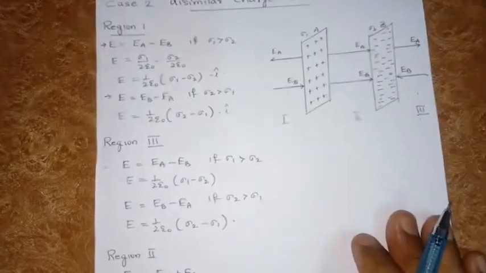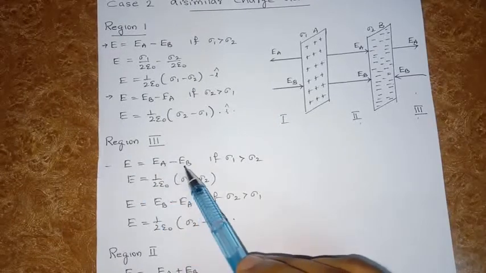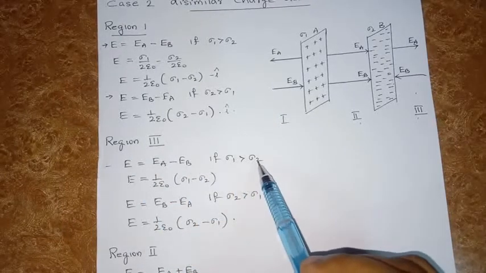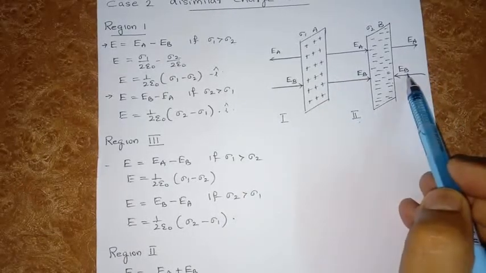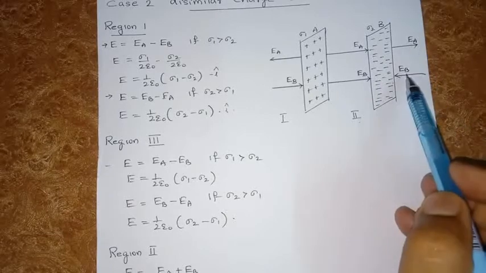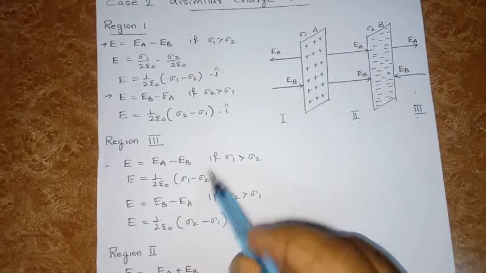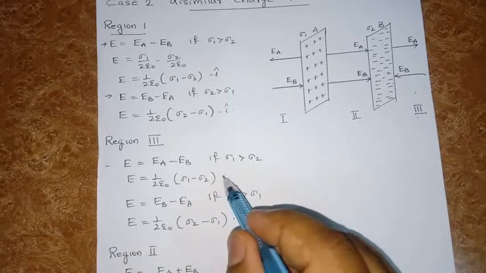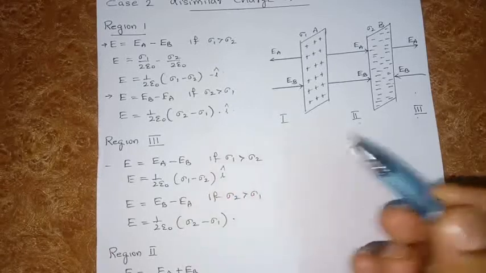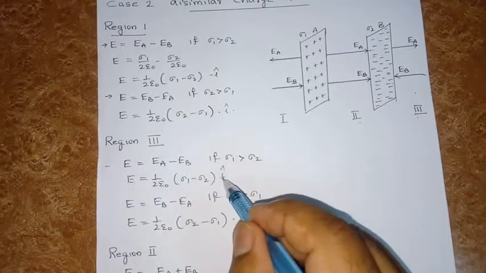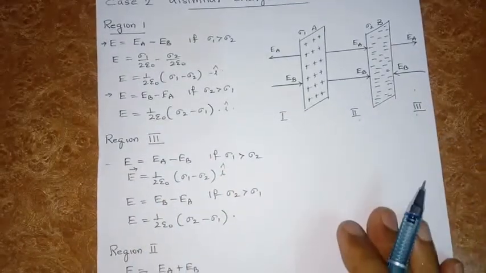Now let us consider region 3. In region 3, E is equal to EA minus EB if sigma 1 is greater than sigma 2. Sigma 1 greater than sigma 2 means EA is greater than EB. Then the net electric field will be EA minus EB, that will be 1 by 2 epsilon 0 times (sigma 1 minus sigma 2). The direction of that electric field will be in the direction of the bigger field, that will be i. Whenever I am multiplying with the unit vector i, it should be represented by a vector sign.